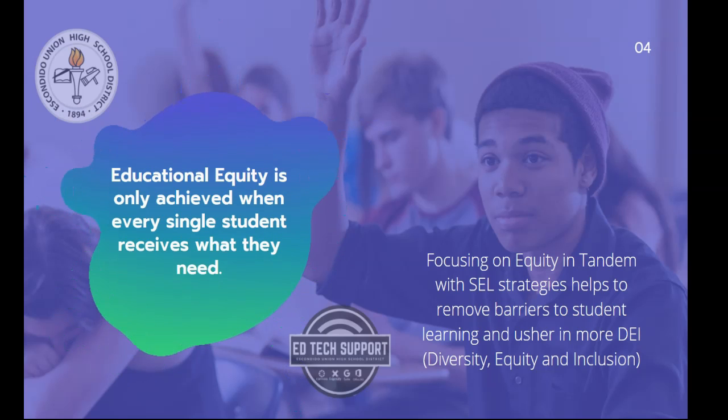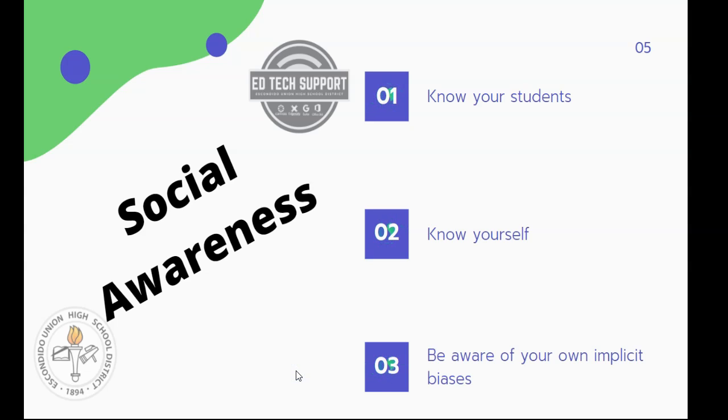Educational equity is only achieved when every single student receives what they need, and George states that focusing on equity in tandem with SEL strategies helps to remove barriers to student learning and usher in more diversity and equity and inclusion. To begin the process, George says we all need to be socially aware of the emotions of the people in our environment. That means we have to know our students and how they emotionally react to different situations. We also have to know ourselves and know how our own emotions change in different situations, and we have to be aware of our own unconscious and implicit biases.